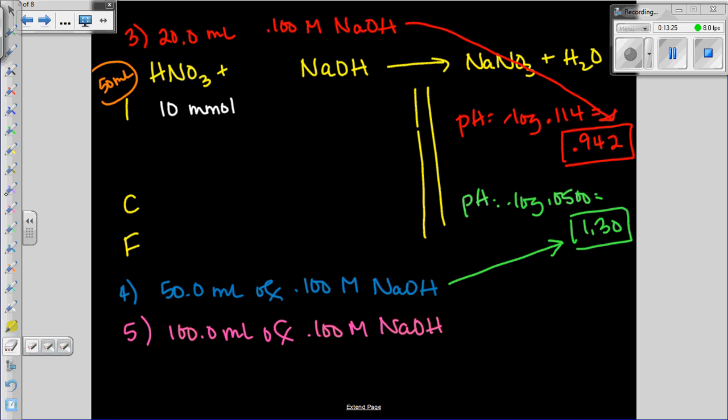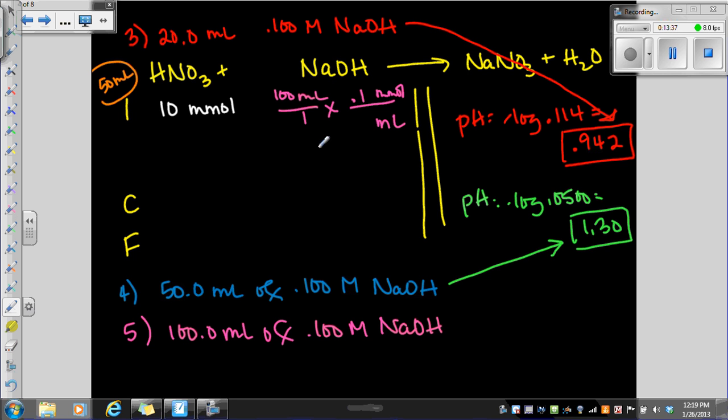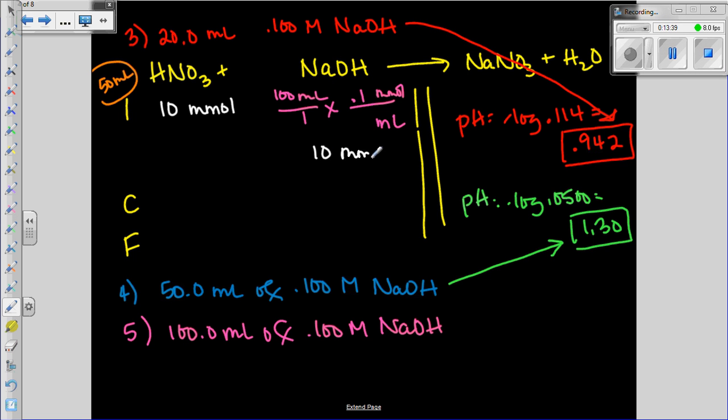Our base is different, so we need to get to moles. Milliliters times molarity: 100 times 0.1 is going to give us 10 millimoles. At this point, you should see that the moles of each of acid and base are equal.